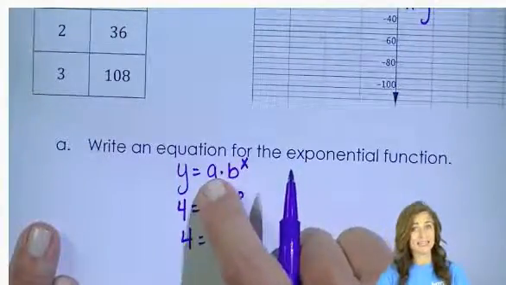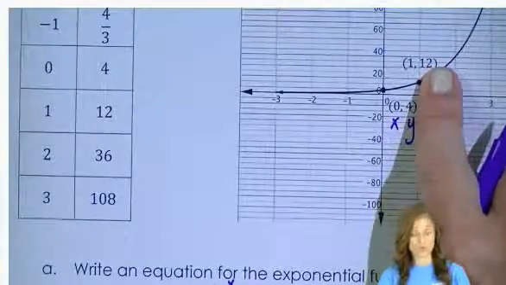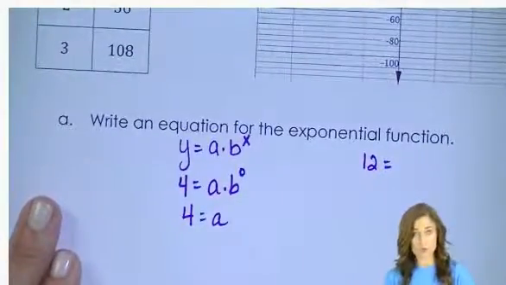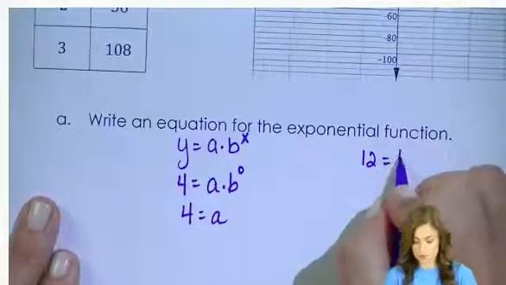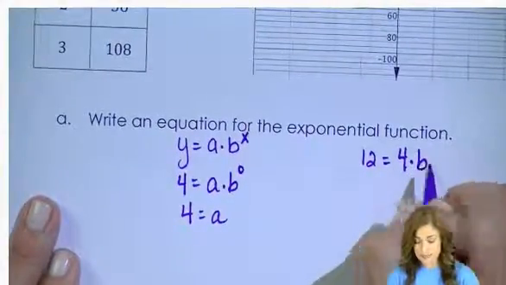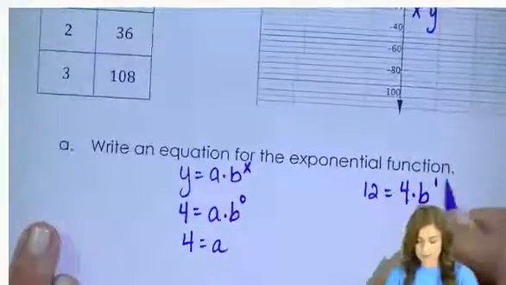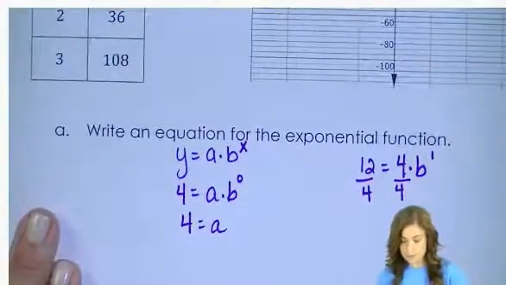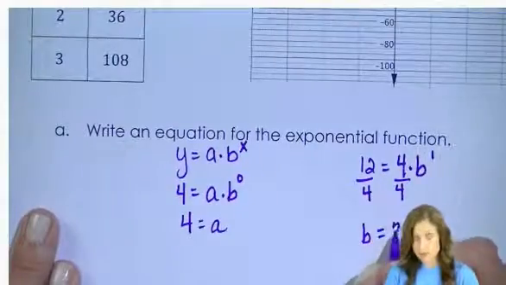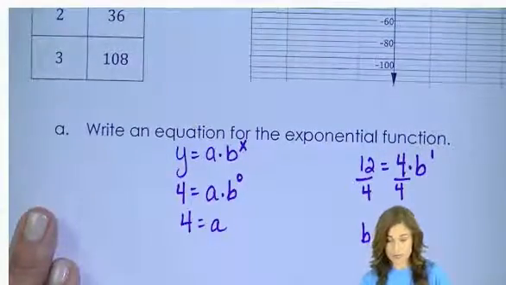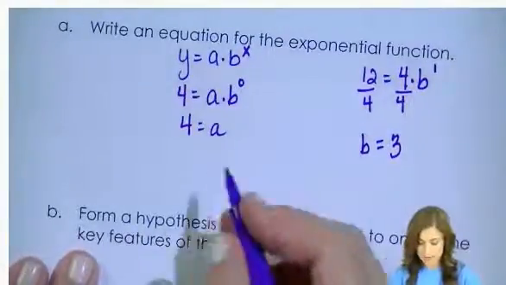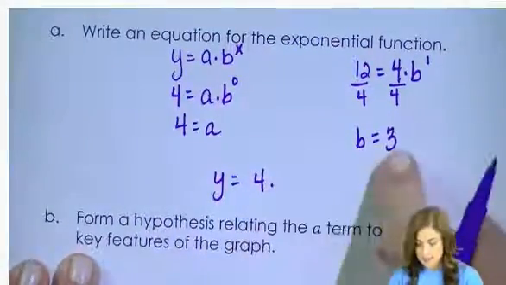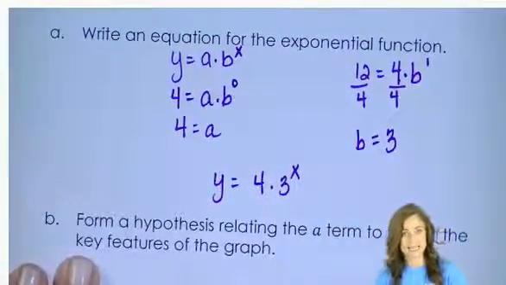Now I'm going to plug in a and x and y using this (1, 12). 1 for x, 12 for y. So 12 for y equals a, I'm going to substitute 4, times b, and then for x, I'm going to substitute 1. B to the first is just b. So then I'm going to divide both sides by 4. And when I divide both sides by 4, I end up with b equals 3. Okay, so now I'm ready to write that exponential function. And I get y equals a, which is 4, times b, which is 3, to the x.